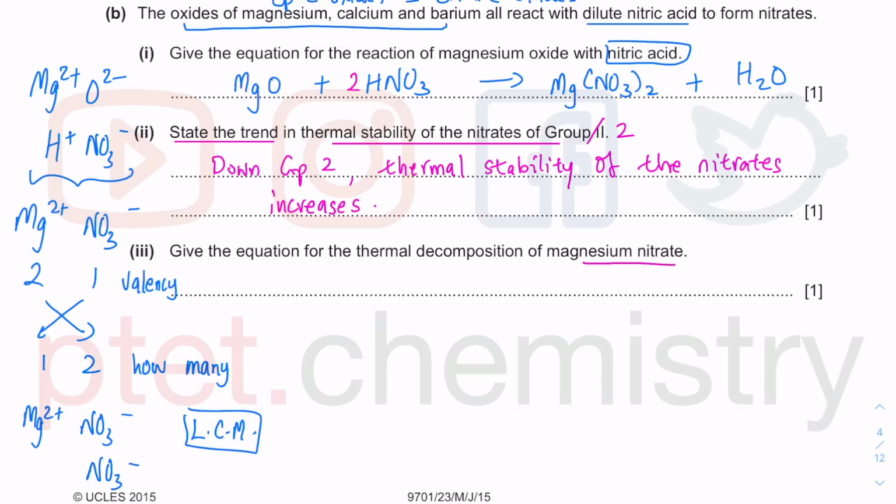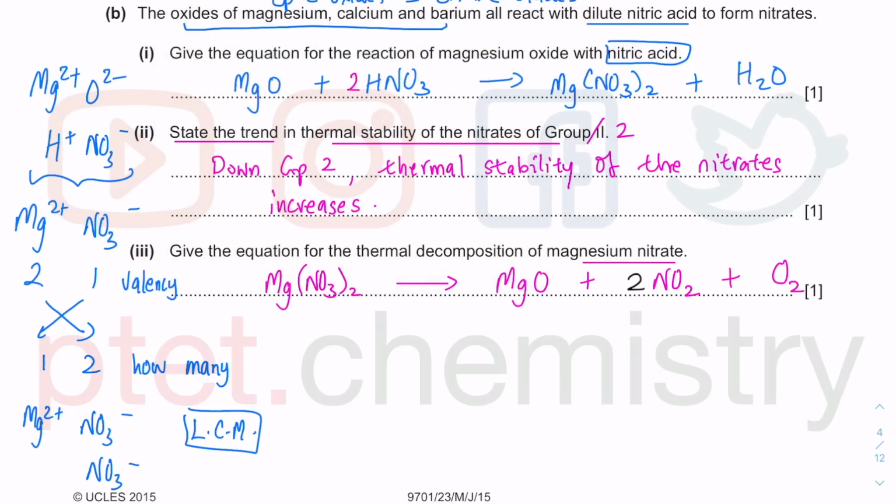How about when you do decompose one of it? Magnesium nitrate, further up in group 2, does decompose fairly easily compared to the bottom of the group 2 nitrates. That will give you the group 2 oxide, Mg2+ O2-, 1-to-1 ratio. You get this brown gas, NO2 gas, you get O2 gas produced as well, and you will get 2 NO2 because you got 2 NO3- there, so 2 NO2.